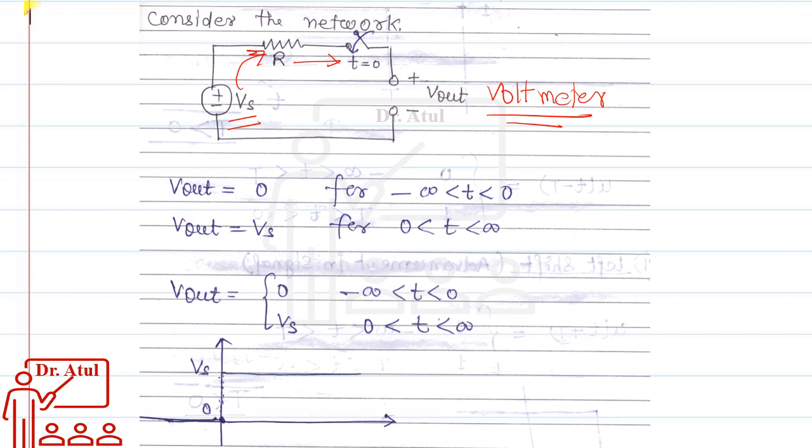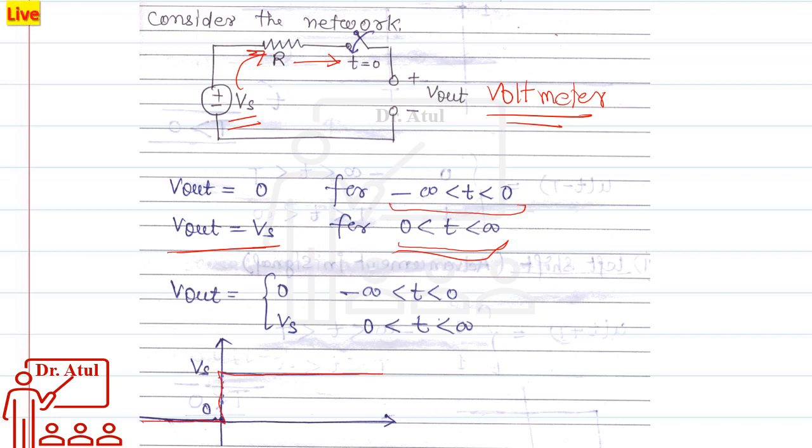Okay, so as I turn on the switch at t equal to 0, after the switch is turned on, we can see the voltmeter reading equal to Vs. So for t from 0 to infinity, the value of output voltage will be equal to Vs. But before turning on the switch, the output voltage was 0. So for minus infinity to 0, the voltage will be 0. So this can be written as: from minus infinity to 0 it is 0, and from 0 to infinity it is Vs.